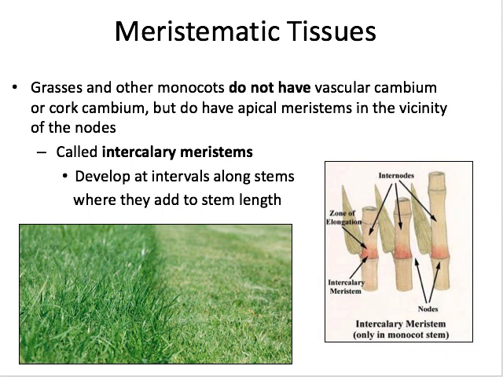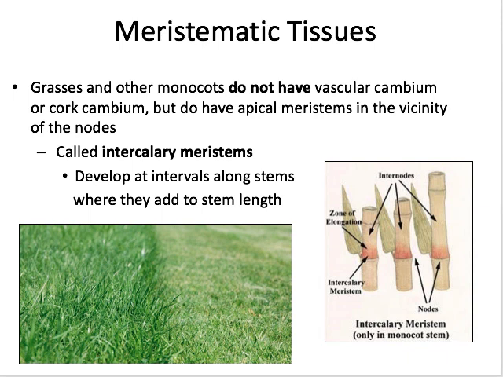Now, monocots typically are instead going to have what's called an intercalary meristem, and these are special meristematic regions that develop along the stems, and it's from these nodes where we start to see growth. Often it's things like grasses that have these intercalary meristems, including a very robust grass, which is bamboo.